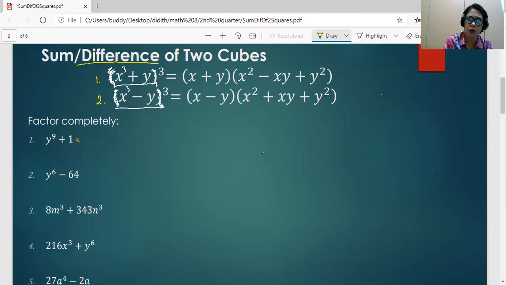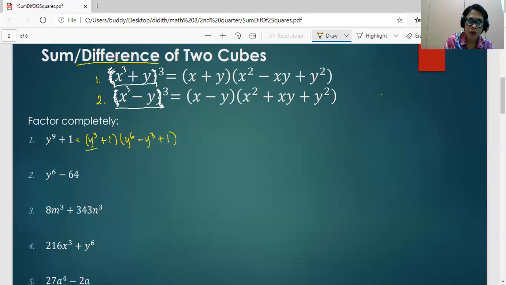So the cube root of y to the 9th is y cube, while the cube root of 1 is 1. So this will be the first binomial factor. And the second factor will be, first term here is the square of y cube. So we have y to the 6. And then we'll get the product of y cube and 1 times -1. So we'll get minus y cube. And then the square of 1 here is 1. So these are the factors.